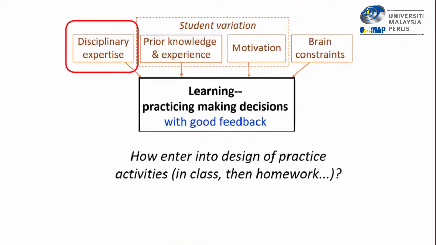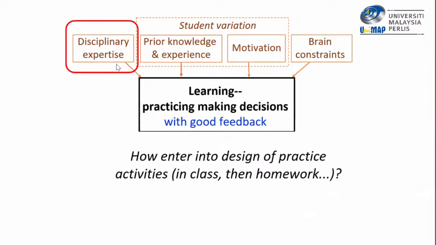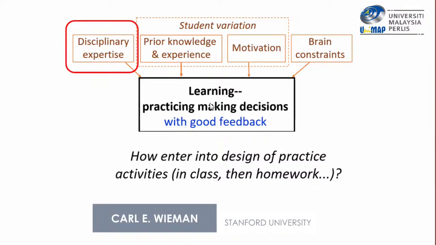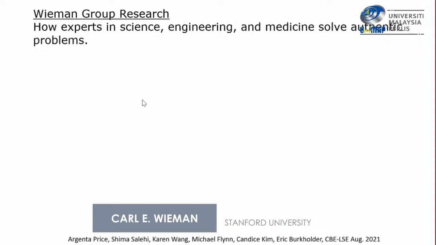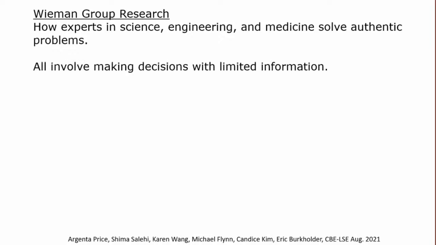Now, I'm going to go through just a few of these to give you some idea of what's involved, starting with the disciplinary expertise. Students have got to be practicing making decisions, but these are the kinds of decisions that a person in that area of science needs to make to be a good problem solver. This is something my own research group has been studying for the last several years, and we find that to solve problems effectively, which is what scientists and engineers do, it always involves making a set of decisions with limited information.